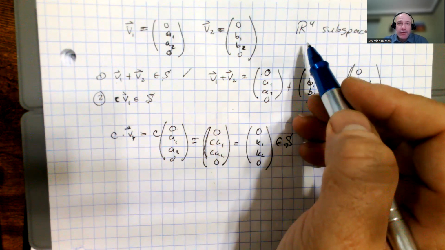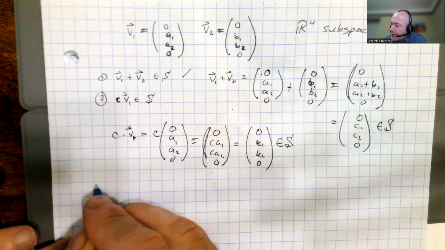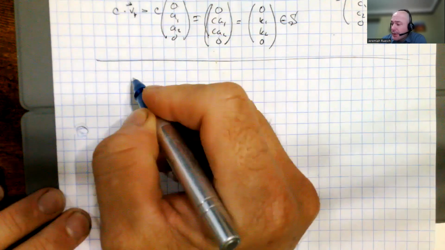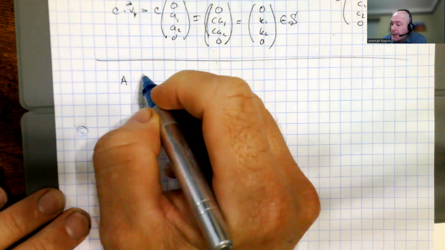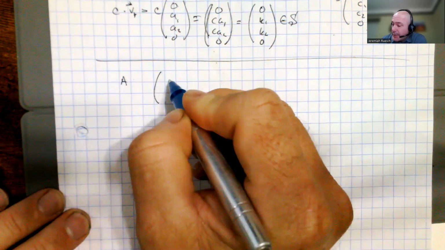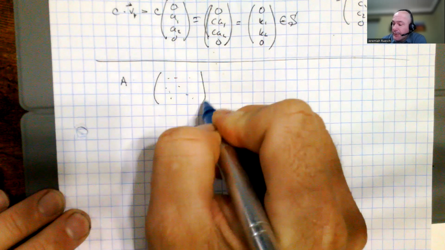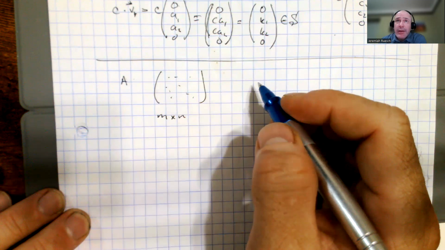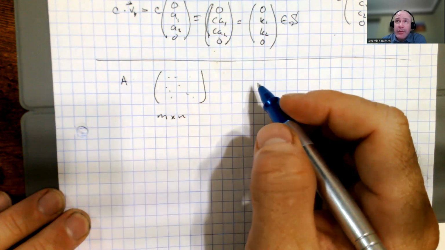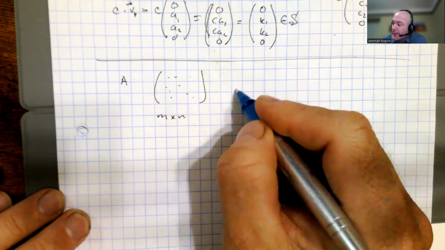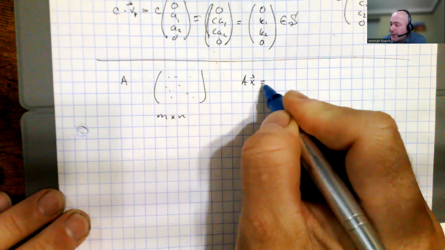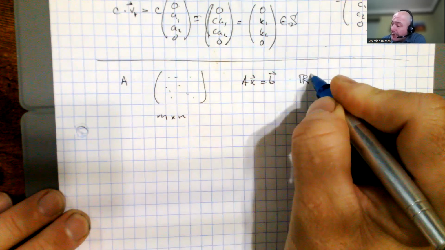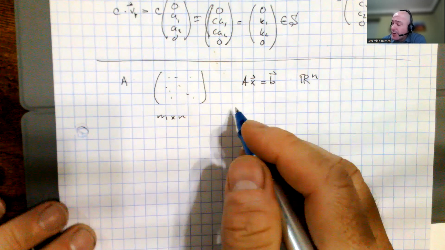All right, let's try another example. In this next example, A is an M by N matrix, so it's something of the form like that. Show that the set S of all solutions of the homogeneous linear system AX equals B is a subspace of Rn.